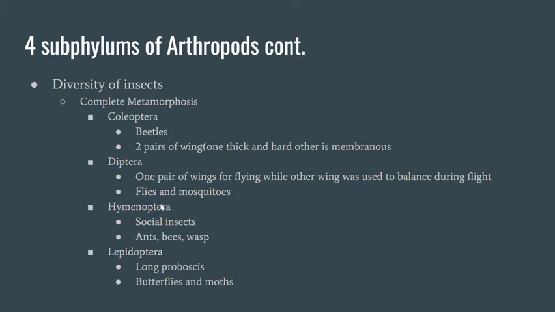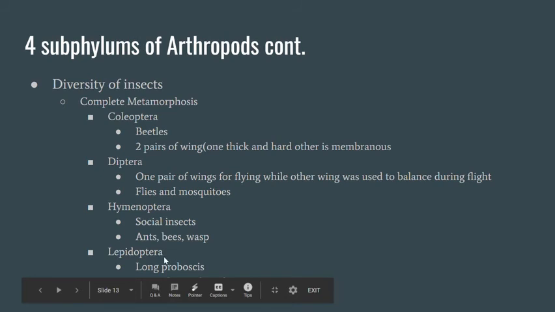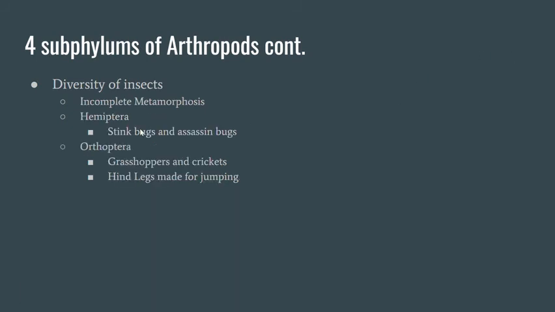Next is your Hymenoptera. These are highly social insects, and these are your ants, bees, and wasps. Next is your Lepidoptera. These are your butterflies and moths. They are characterized with a long proboscis, usually for sucking on nectar. Next are the ones that go through incomplete metamorphosis. You have Hemiptera. These are your stink bugs and assassin bugs. And Orthoptera, these are your grasshoppers and crickets, and they're characterized with long legs made for jumping.